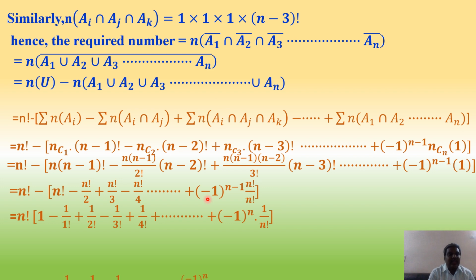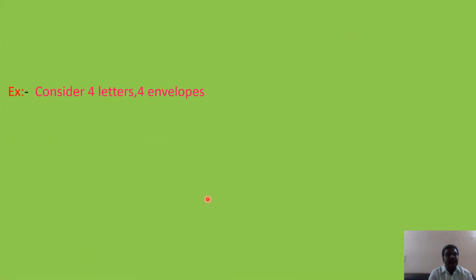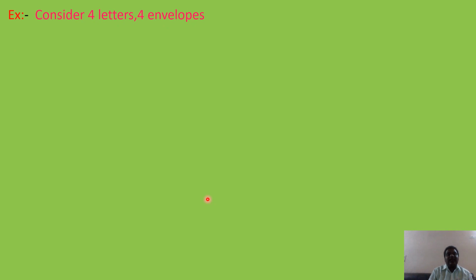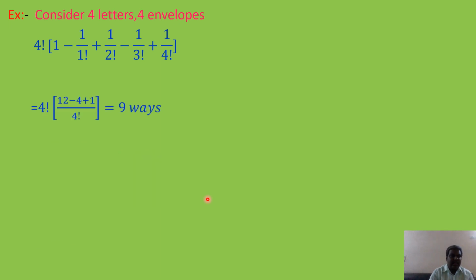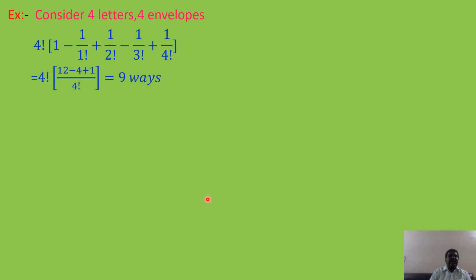With the formula, we can do one problem. Your number of letters is 4 and 4 envelopes are there. How many ways can we send the letters to the envelopes such that no letter goes to its corresponding envelope? How many ways? What is n here? 4. Simply 4 factorial into 1 minus 1 by 1 factorial plus 1 by 2 factorial minus 1 by 3 factorial plus 1 by 4 factorial. On simplifying, you get it is 9 ways. 4 factorial into 12 minus 4 plus 1 by 4 factorial. 4 factorial gets cancelled. 8 plus 1, 9 ways. Once you have the derivation, it is very easy to write the answer.